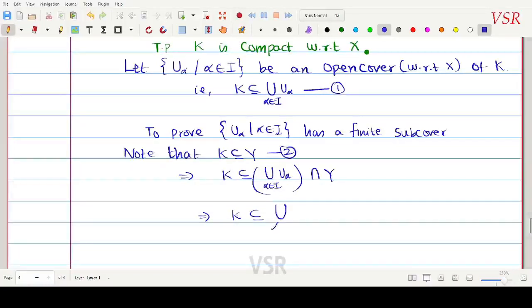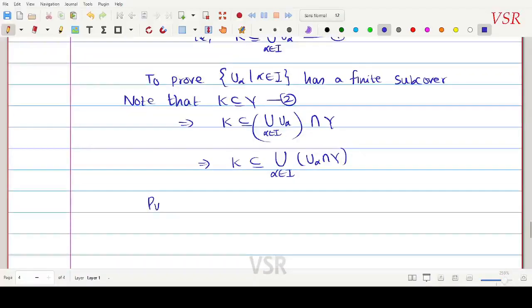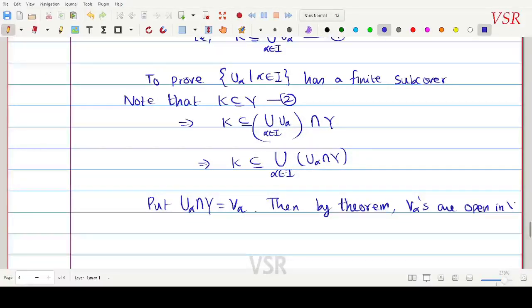This is the union of all alpha belonging to capital I, and this is U alpha intersection with Y. Put U alpha intersection Y equal to V alpha. Then by the theorem I have already proved, V alphas are open in Y.